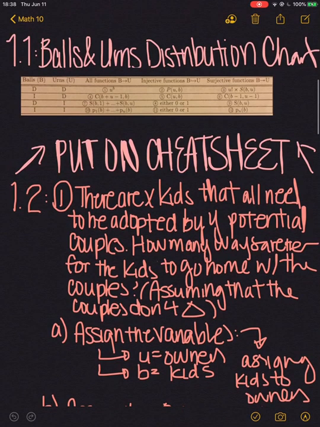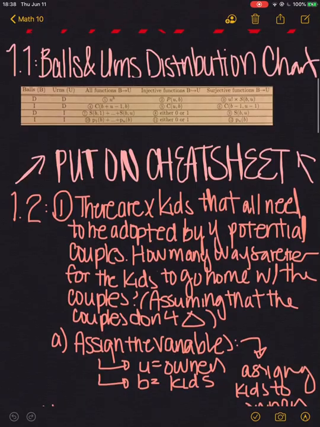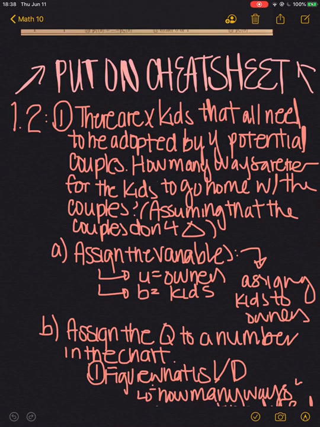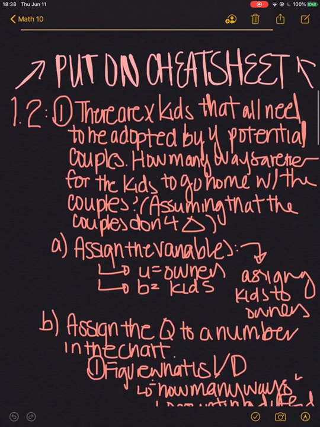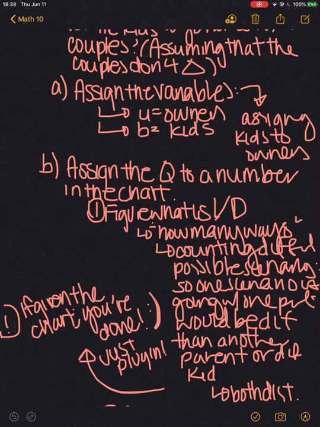Now we move to the next step, which is to categorize the question. Figure out which variables are indistinguishable and distinguishable. By seeing the words how many ways, you know that they want all the possible scenarios that happen. Meaning that one kid going with one parent would be different than one other kid going with another parent. So both of them would be distinguishable, because you want all the possible scenarios, and one scenario is different than the other.